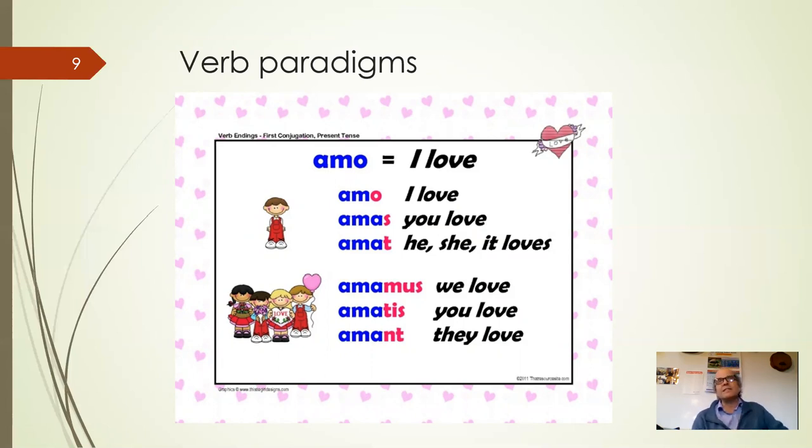Not a very interesting sentence, but those are the only words we know in Latin. But you can see perhaps even from this discussion that we're already on the road to learning this language.